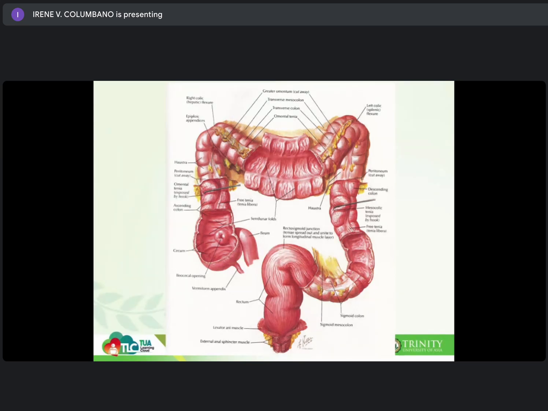So, right lower quadrant pain. Paano yung pain? Pag pinalpate, pag piniga or pinindot yung right lower quadrant, masakit. Pag binitawan, mas masakit. Ang tawag doon is rebound or direct tenderness. Pag naman pinalpate sa left lower quadrant, tapos ni-release, ang sasakit punta dun sa right lower quadrant. So that's a rebound tenderness.